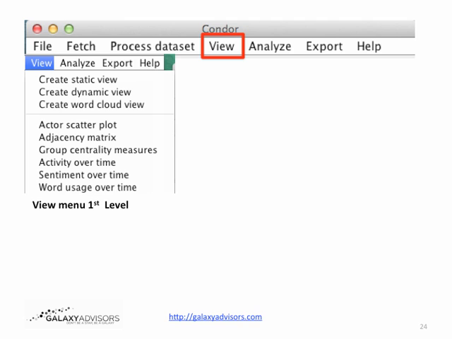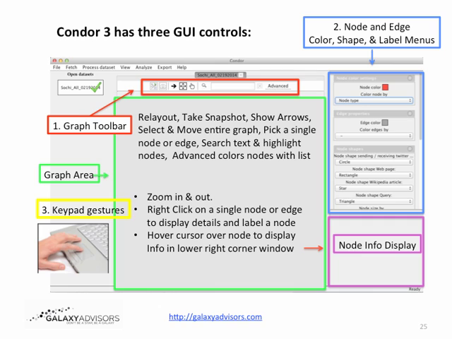So again, here if you click on View, these will be your choices, static or dynamic. Again, a dynamic, you can actually create a movie of what your data looks like over time. And select, do you want to see it by second, by minute, by a number of different time segments. An actor scatter plot, an adjacency matrix, group centrality measures, activity over time, sentiment over time, and word usage over time. Again, Condor is not just about structure, but structure and content, static and over time.